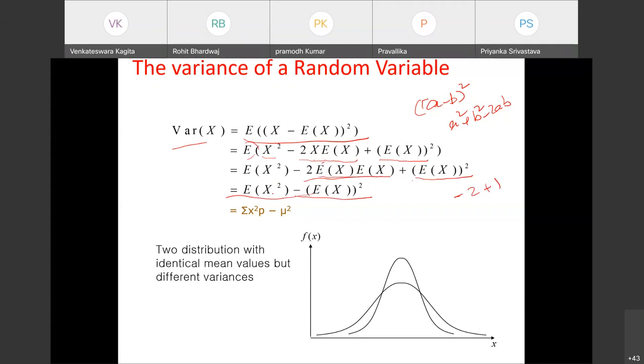And expectation of x squared is the sum over x squared times p, and minus mean whole square. Expectation of x is the average, right? Which is the mean, right?